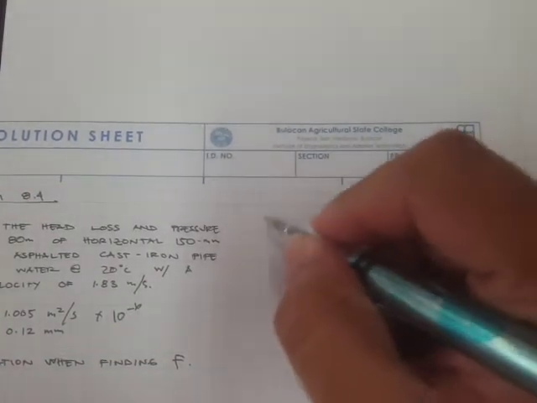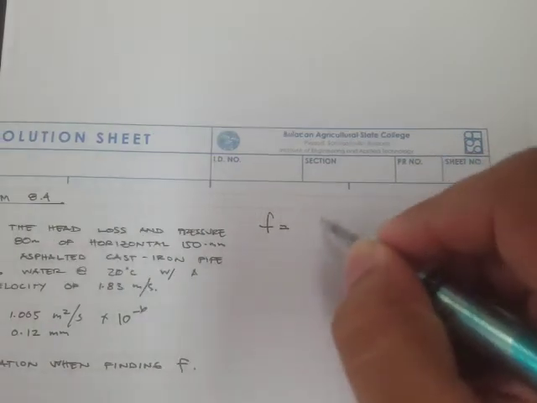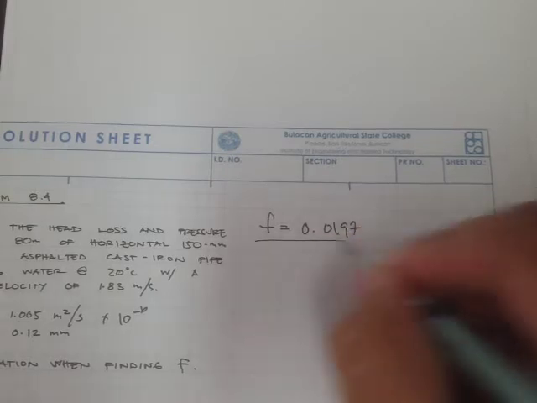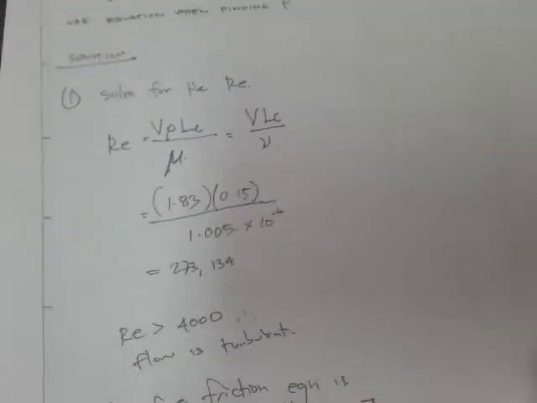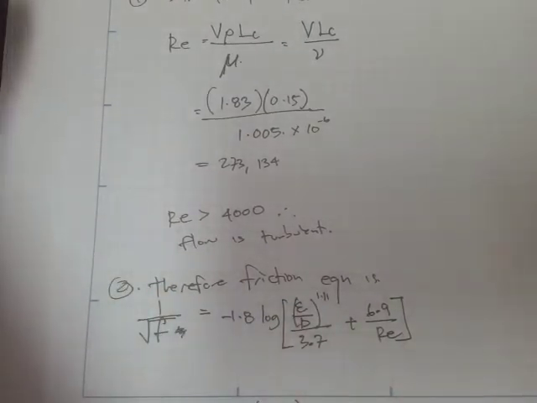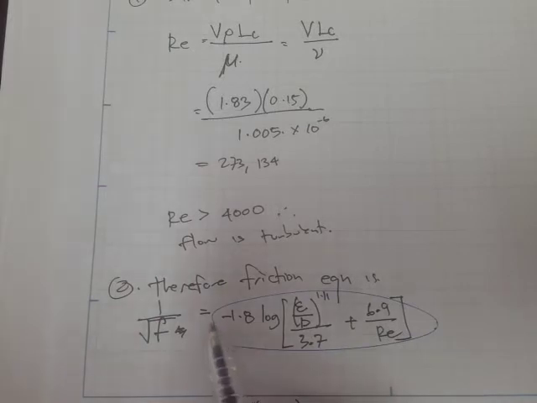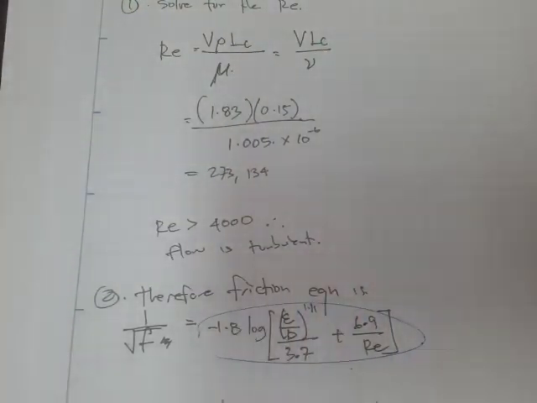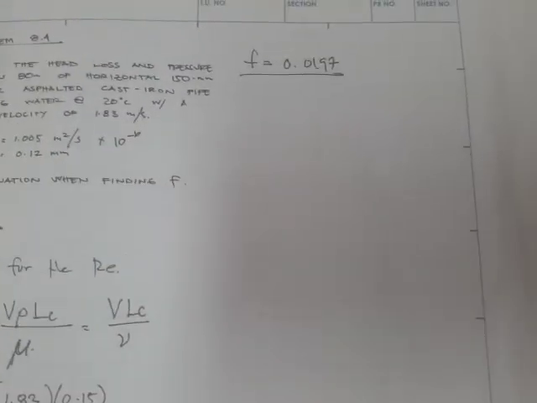And therefore F is equal to, if you do the math, what you get is 0.0197. Take note that this is F, but in our equation what's given is 1 over square root of F. So once you have solved the right-hand side, then just do the algebra for extracting the F from this denominator and from this square root sign. Okay, so that's it. Now we have the F.